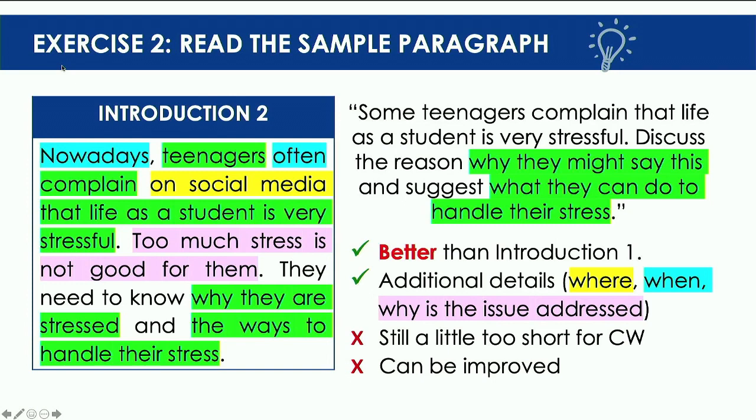Too much stress is not good for them. This one is definitely a new information that does not come from the question, which is good. They need to know why they are stressed and the ways to handle their stress. Okay, so is this a good paragraph? It can definitely be improved, but is it better than the first one? Most definitely. Why does it have to be improved? Because it is still a little too short for a continuous writing.